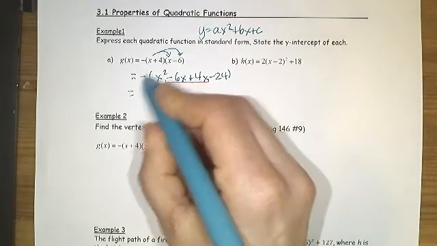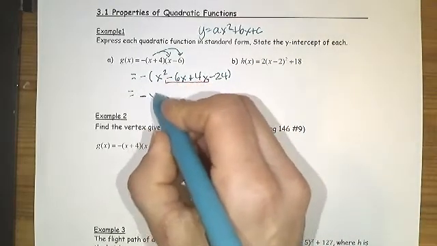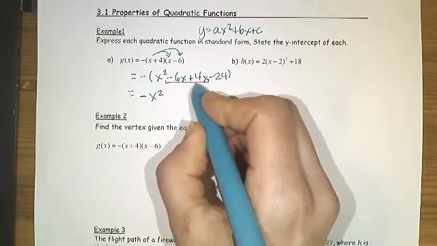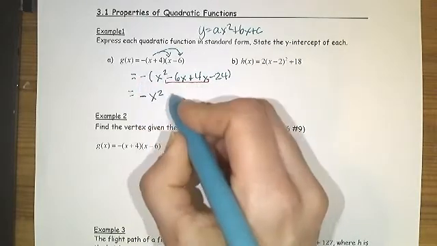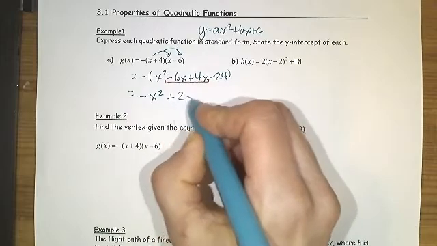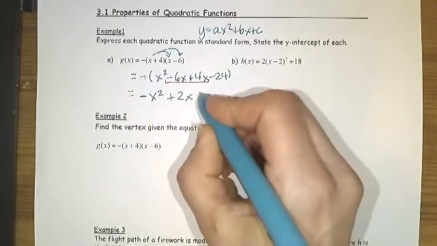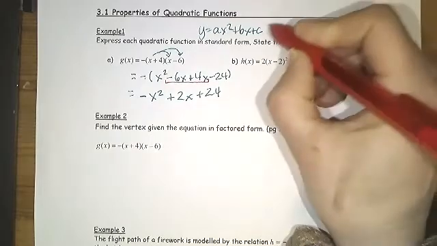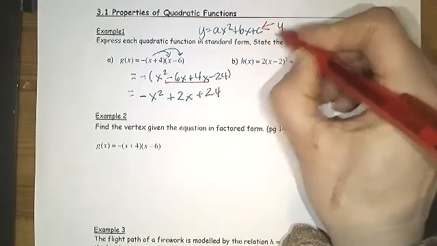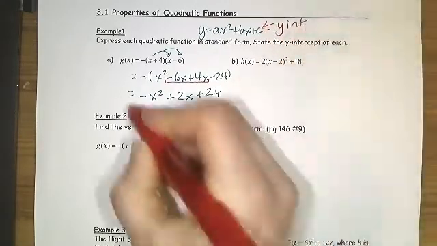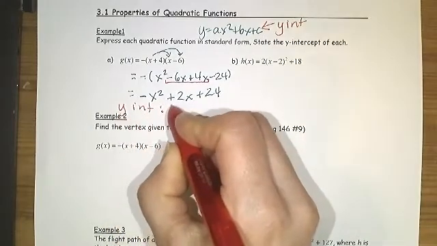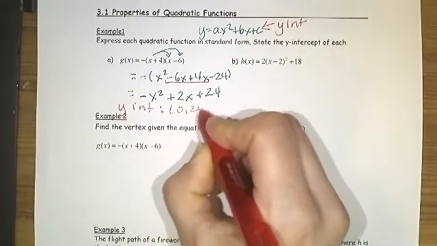So once again, if we distribute the negative, this will be a negative x squared, a negative 6 and a positive 4, that would be negative 2, but we have a negative outside of the bracket for a positive 2x, and a negative would be a positive 24. We know in standard form, the c value is the y-intercept. So here the y-intercept is (0, 24).